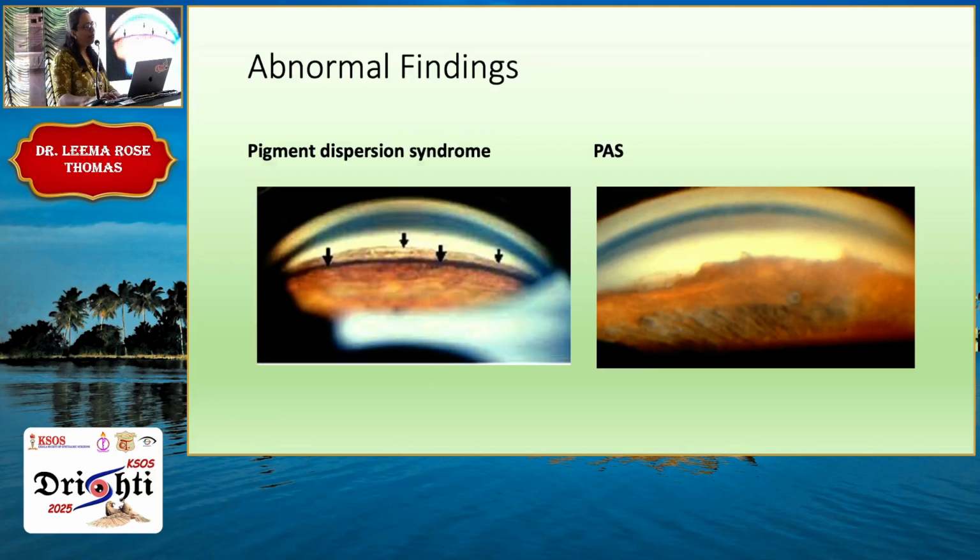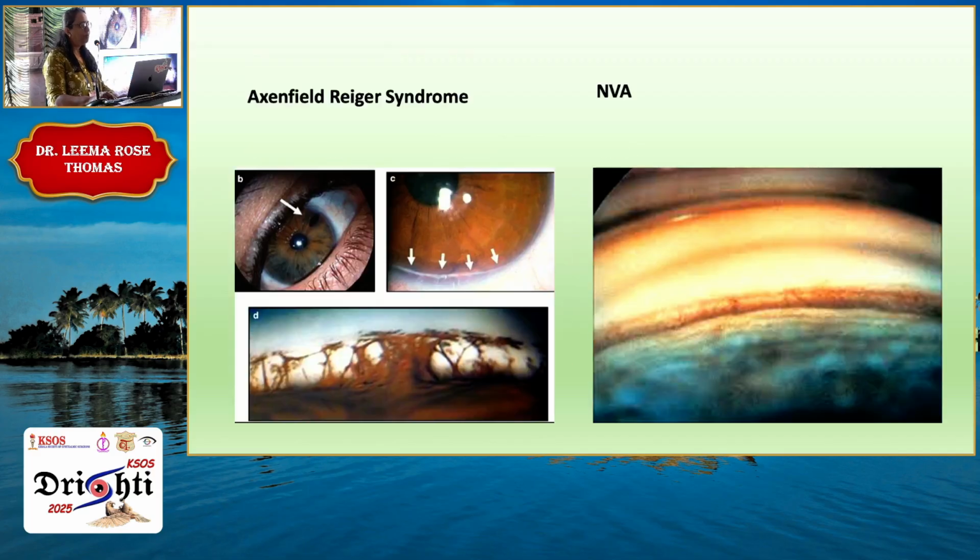So this is a finding in pigment dispersion syndrome, where you see the Sampaolesi line, which is a pigment dispersion line, and a uniformly pigmented trabecular meshwork. You see peripheral anterior synechiae, which is not open even on indentation. Then in Axenfeld-Rieger syndrome, what you see is the posterior embryotoxon, which is a thickened Schwalbe's line. You also see numerous iris processes and PAS. Now in NVA, you see these radial filiform blood vessels.